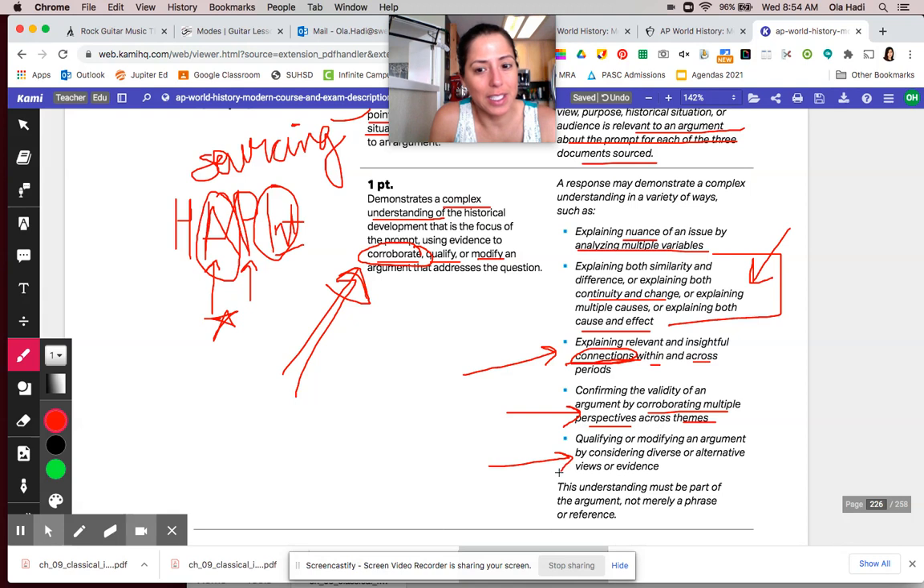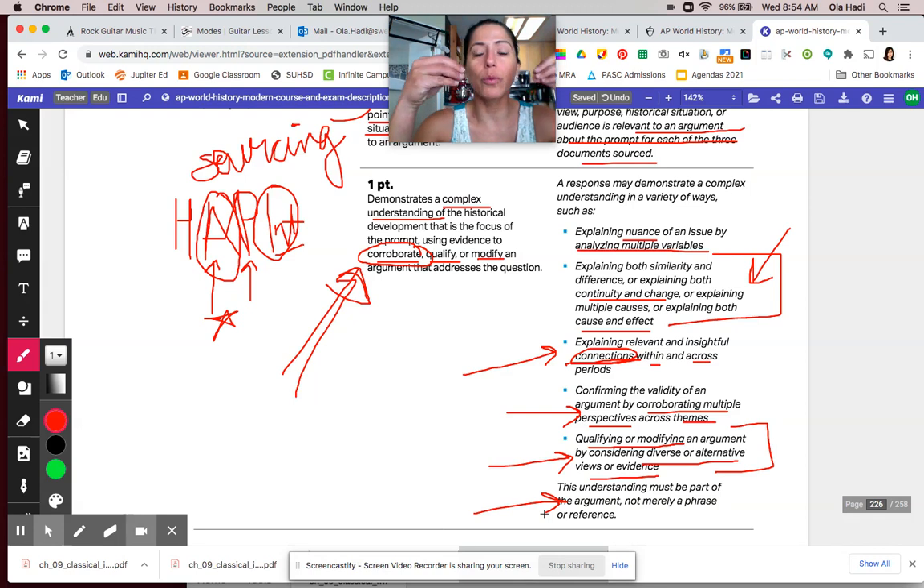And then the last one I did teach you, this is about qualifying or modifying an argument by thinking about diverse or alternative views or evidence. So let's say all of your evidence proves that the effects of a war were negative, but you have some evidence that shows that it was positive in a certain circumstance, then that would be a qualification or a modification of an argument. All of this must be not just a mere reference, but you have to basically over-explain. So you don't need to explain for paragraphs and paragraphs, but think I need to explain at least 2 sentences worth to get this point. And again, this last point is very hard to get. Very few students get it, but you're going to do your best.